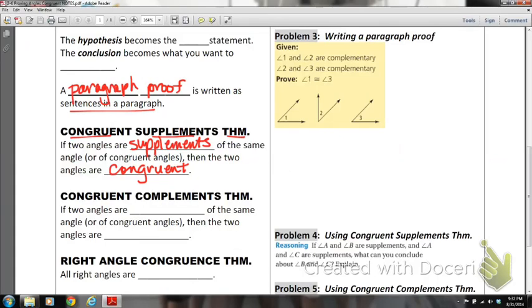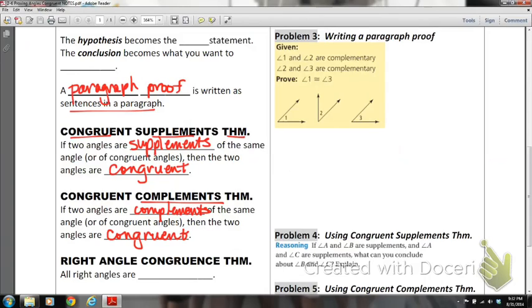So if you remember, supplements are two angles that add to be 180. So if two angles are supplements of the same angle, then those two angles are congruent. There's a congruent complements theorem that's similar. Remember, complements are two angles that add to be 90. And if two angles are complements of the same angle or of congruent angles, then those two angles are congruent.